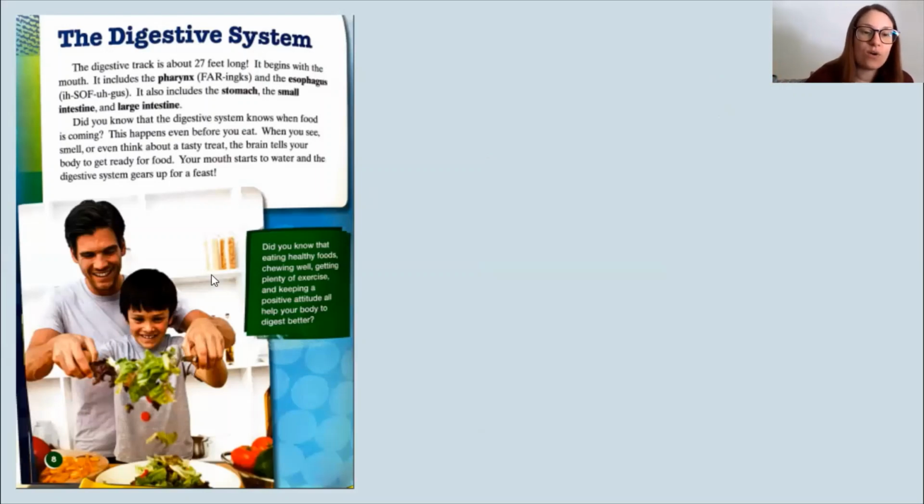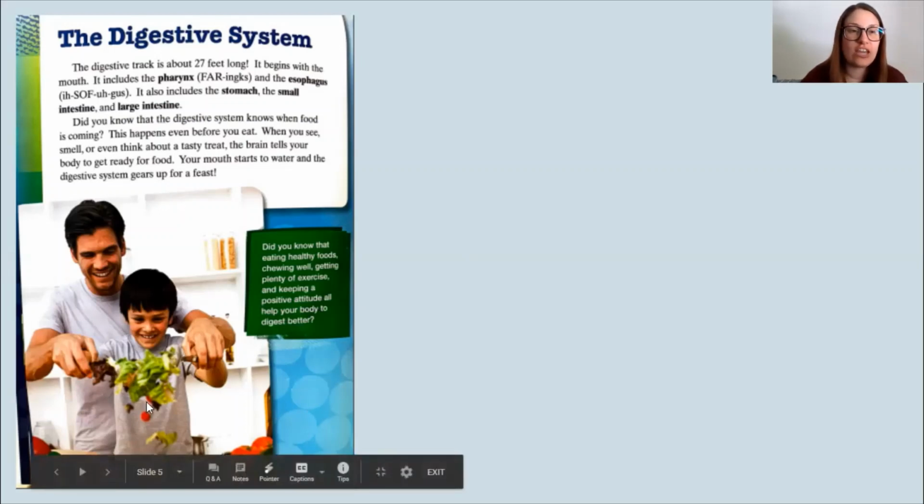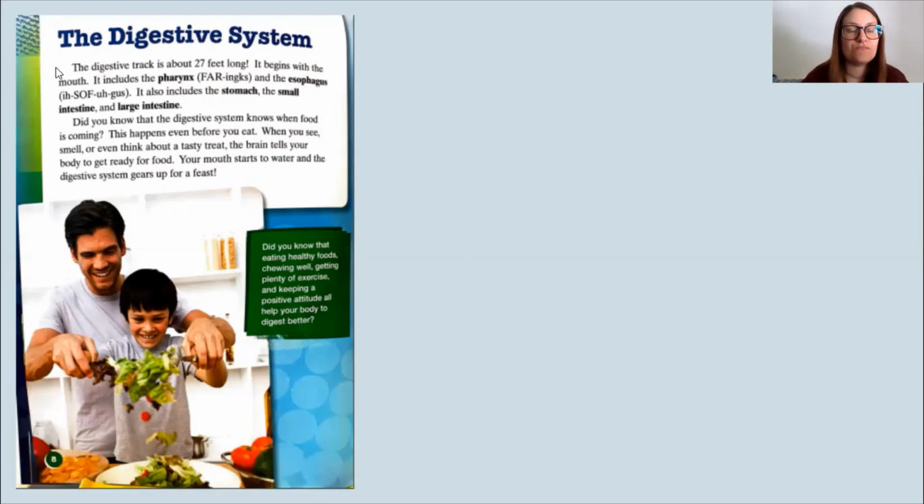So I'm looking at one of the first pages in the text, page 8. And up here, the heading says the digestive system. The digestive tract is about 27 feet long. It begins with the mouth. It includes the pharynx and the esophagus. It also includes the stomach, small intestine, and large intestine.